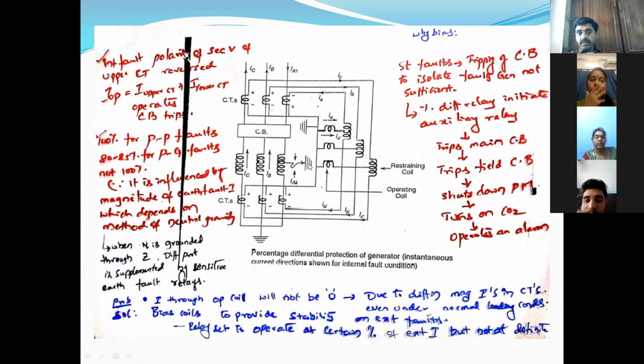That means the current is going in this direction. If you see this particular CT, the polarity is changed. If you observe, these polarities are the same. Here, plus minus becomes minus plus because the current leaves from the plus point. So therefore, the current is reversed. Therefore, almost all the current is going to the fault.